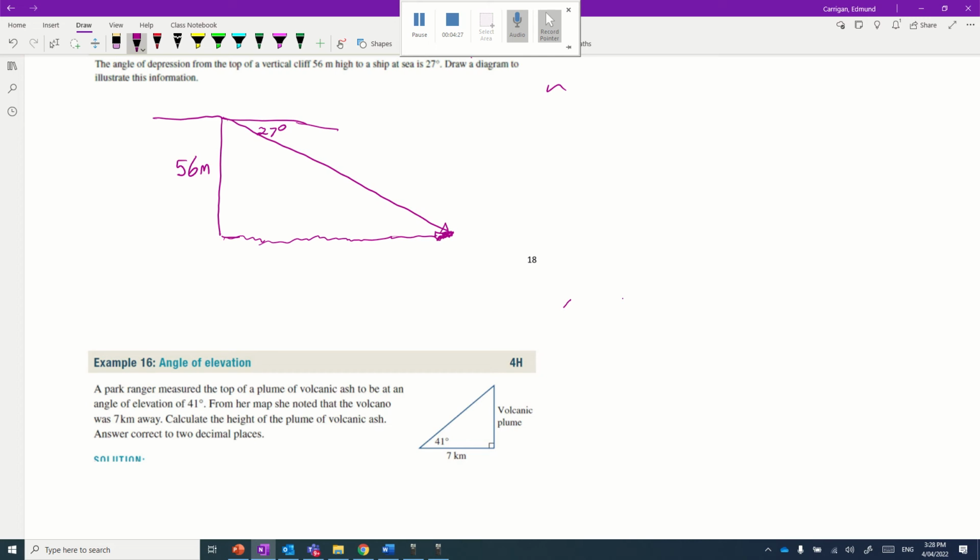Now what I was talking about before is that we can see, if for instance it asks me how far away it is from shore, this 27 degrees I put in there is not actually in that triangle.